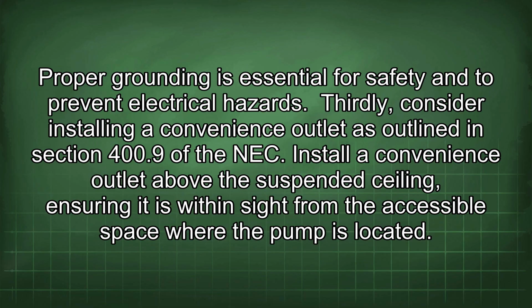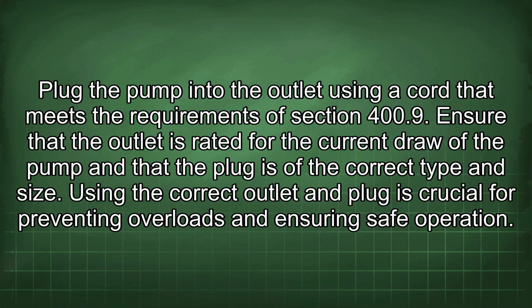Thirdly, consider installing a convenience outlet as outlined in Section 400.9 of the NEC. Install a convenience outlet above the suspended ceiling, ensuring it is within sight from the accessible space where the pump is located. Plug the pump into the outlet using a cord that meets the requirements of Section 400.9. Ensure that the outlet is rated for the current draw of the pump and that the plug is of the correct type and size. Using the correct outlet and plug is crucial for preventing overloads and ensuring safe operation.